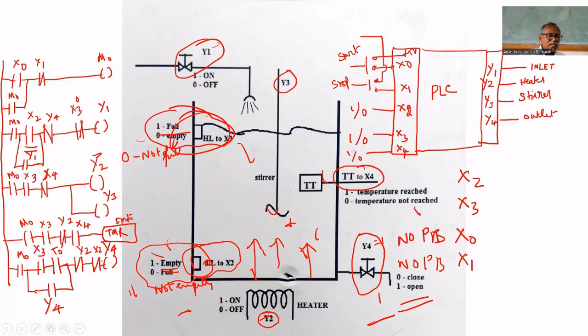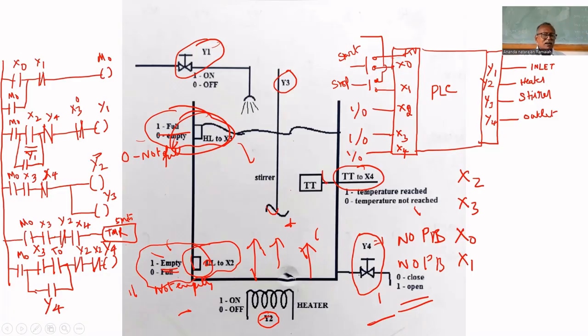For opening, what all did we include? M0, X3, T0, Y2 bar. Four inputs are in series to open the valve. To close the valve, X2 is sufficient. The tank is empty, it can be closed. Once it becomes 1, the outlet valve will be closed.